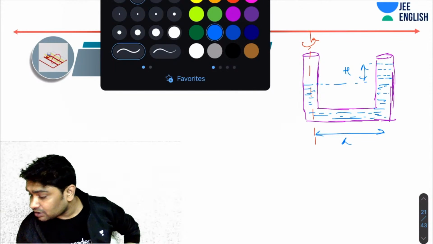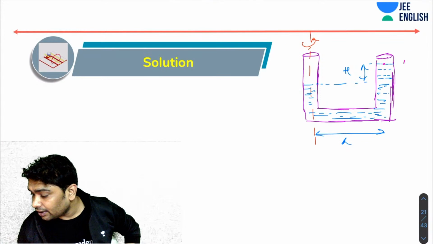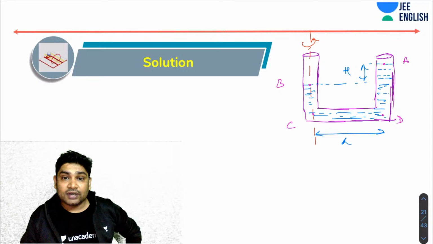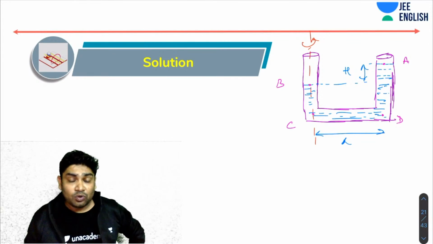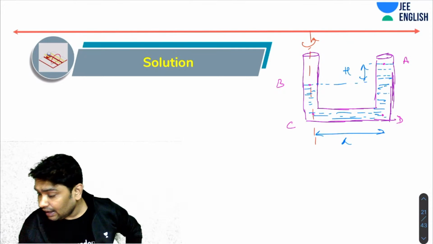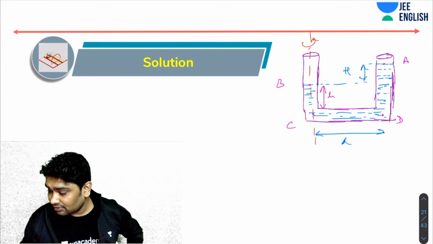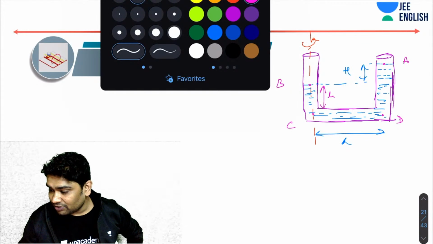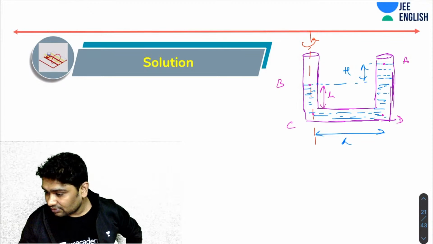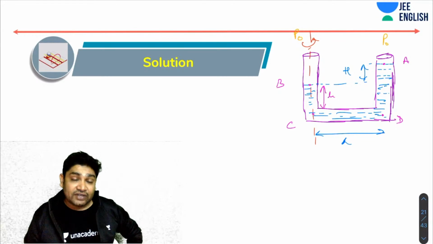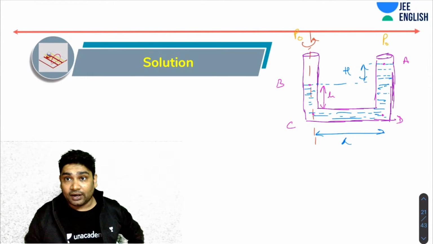Okay. Now the idea is to identify a few points. Let's call this point A, let's call this point B, this point C, and let's call this point D. So let's talk about points A, B, C, D. You know what the pressure at A is, right? Pressure at A is obviously atmospheric pressure, which is the external pressure. Let's say the pressure here is P naught, and the pressure here is P naught. The pressures at A and B, which are points on the surface, will be P naught itself, right?